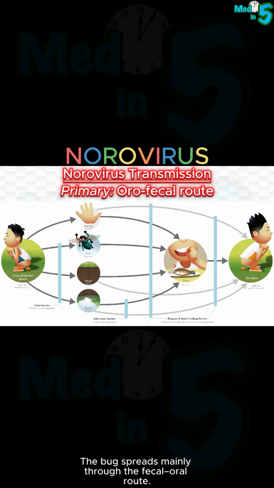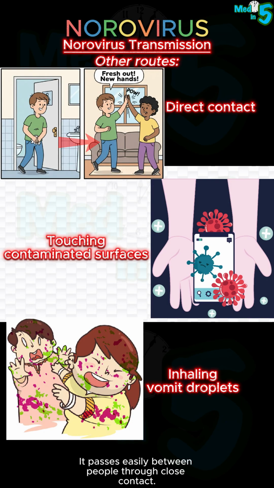The bug spreads mainly through the fecal-oral route. That means people can get it from ingesting food or water contaminated with stool from a norovirus-infected person. It passes easily between people through close contact. Other transmission methods include touching contaminated surfaces and inhaling tiny vomit droplets.